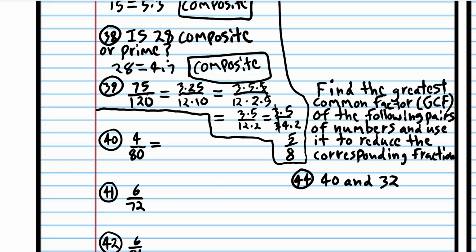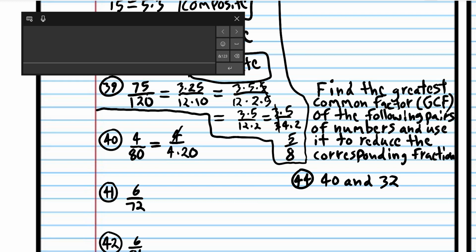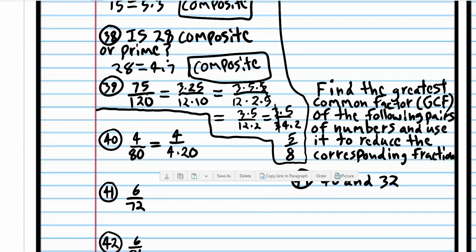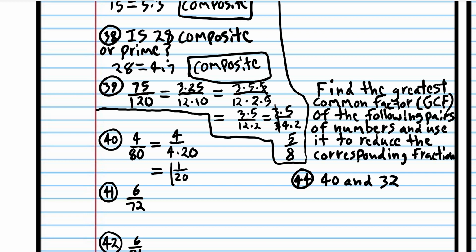All right, we're back. So I'm going to keep the 4. And 80 is 4 times 20. So now we have common factors. So cancel out the 4s. And again, we're dividing both sides by 4. So 4 divided by 4 is 1. And the 4s disappear and you have 1 over 20. So that one was pretty quick.